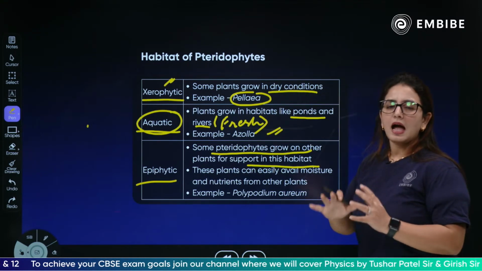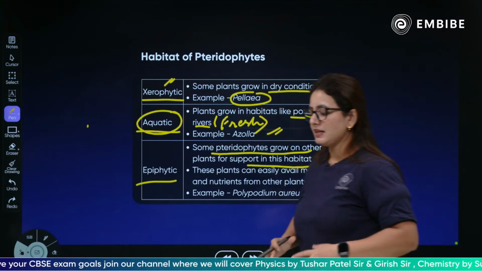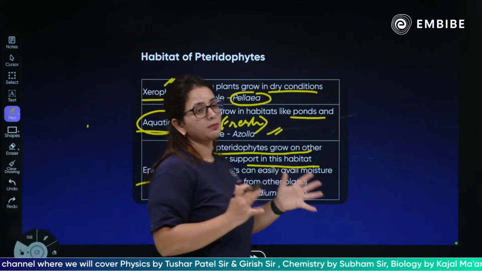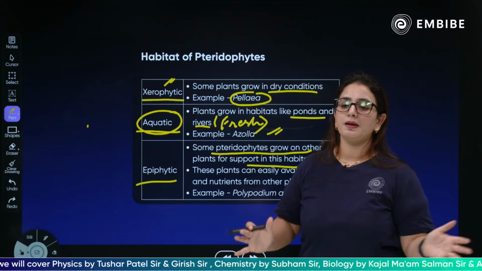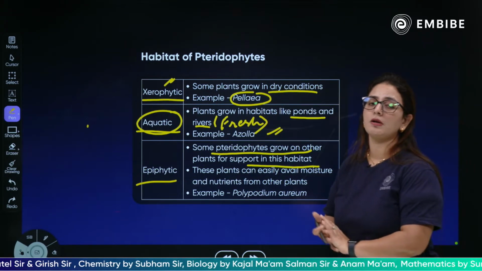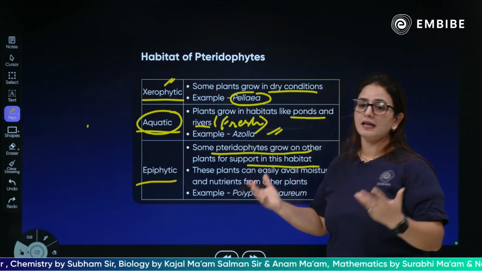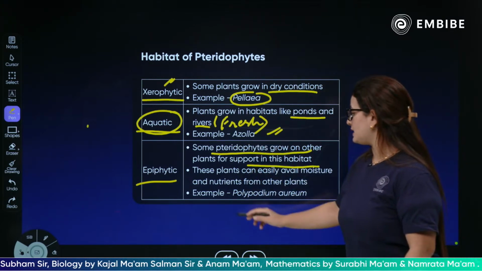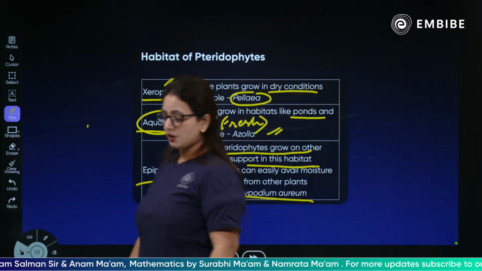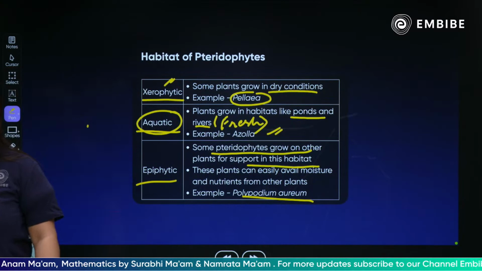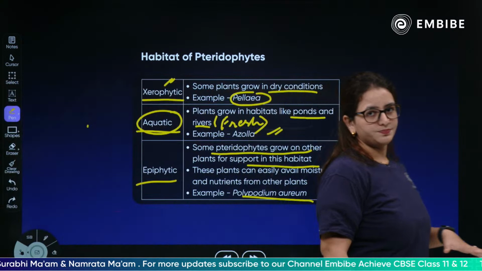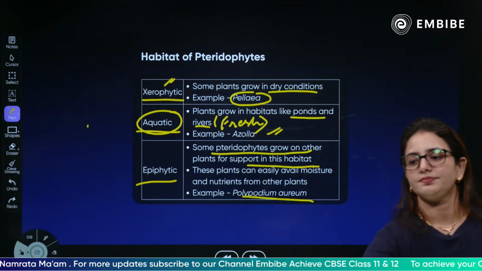They typically act as a parasite on the other plant, obtaining the nutrients and the moisture from it, and that is why their habitat is typically epiphytic. What is epiphytic? Epiphytic is a habitat in which the particular plant lives on another plant. An example of the epiphytic habitat is Polypodium aureum, which is another pteridophyte that lives in such conditions. So this is all about the habitats of pteridophytes. It could be xerophytic, aquatic, and epiphytic. Clear? I really hope this is clear.